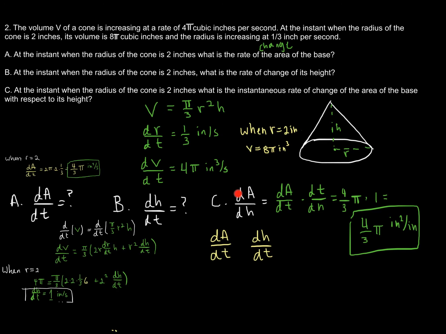So this is a relationship that you can take advantage of anytime that you seek some unique derivative. Check to see if you have a couple of derivatives already, a couple of rates of change that you can work with that will eventually give you the rate of change that you seek. And this works for any set of variables that you have.